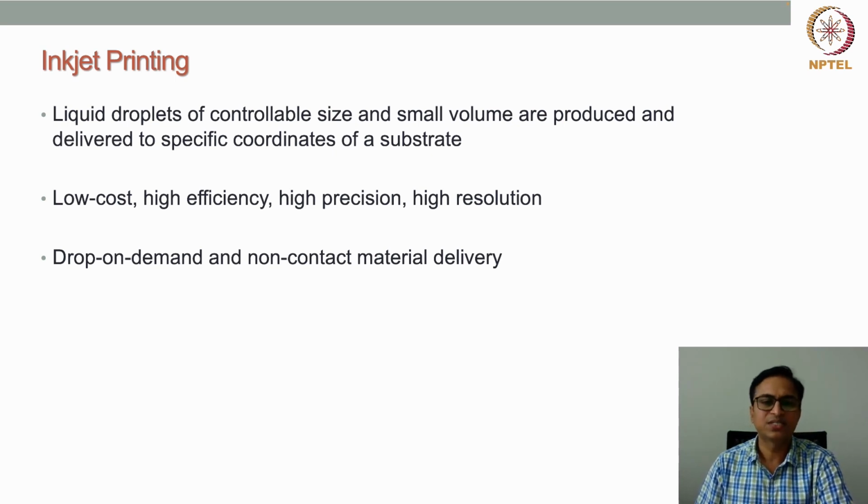Another important characteristic of this printing technology is non-contact material delivery. Here the printing nozzles and the stage are not connected, and they are not connected to the materials also, right? Discrete, separate droplets are produced from the nozzles, and those droplets are delivered or printed on the printing stage. So nowhere are the printing stage and the nozzles coming in contact with each other. So this is a non-contact delivery.